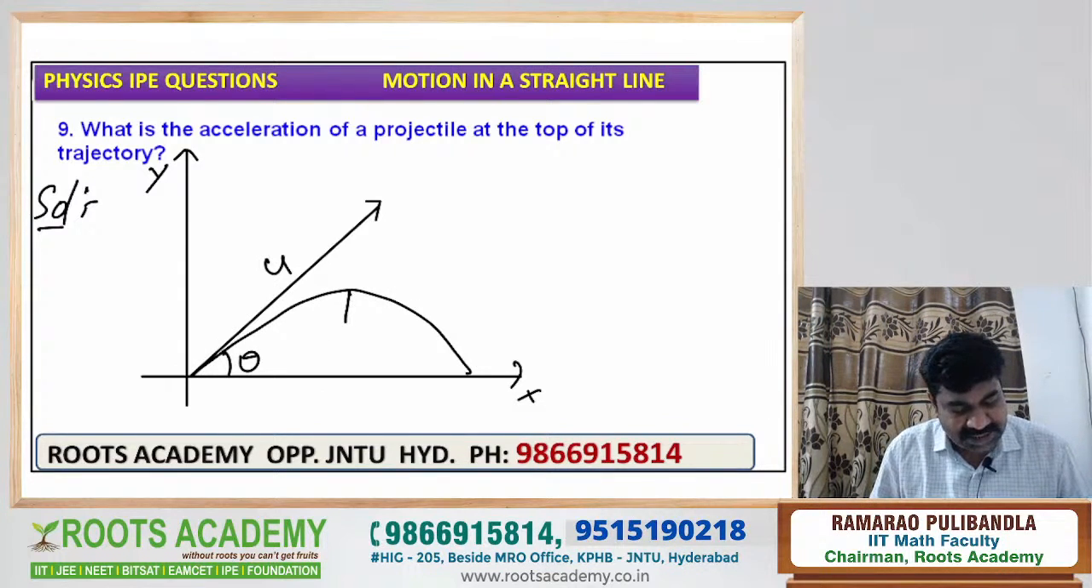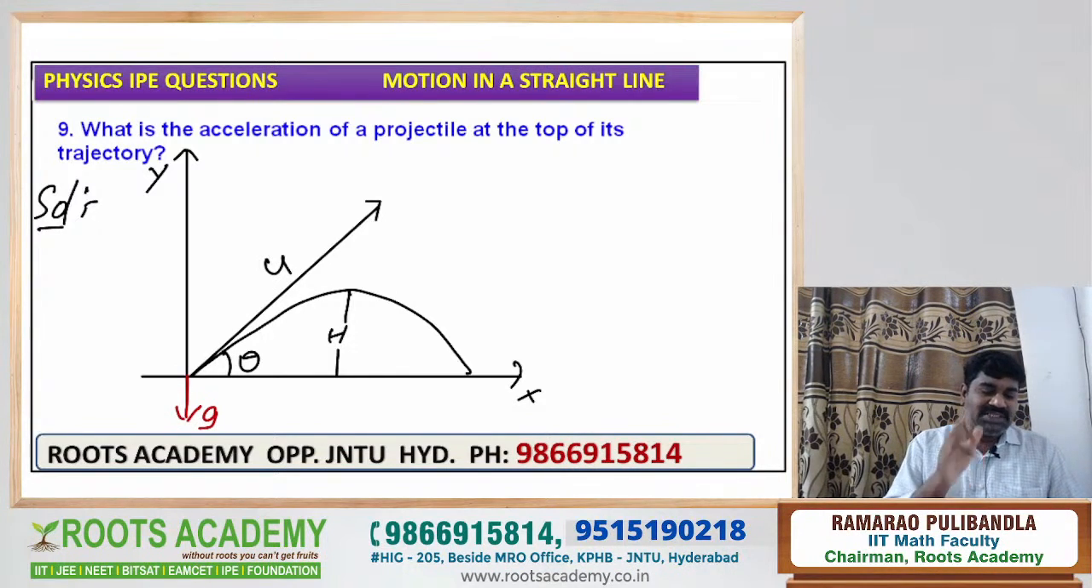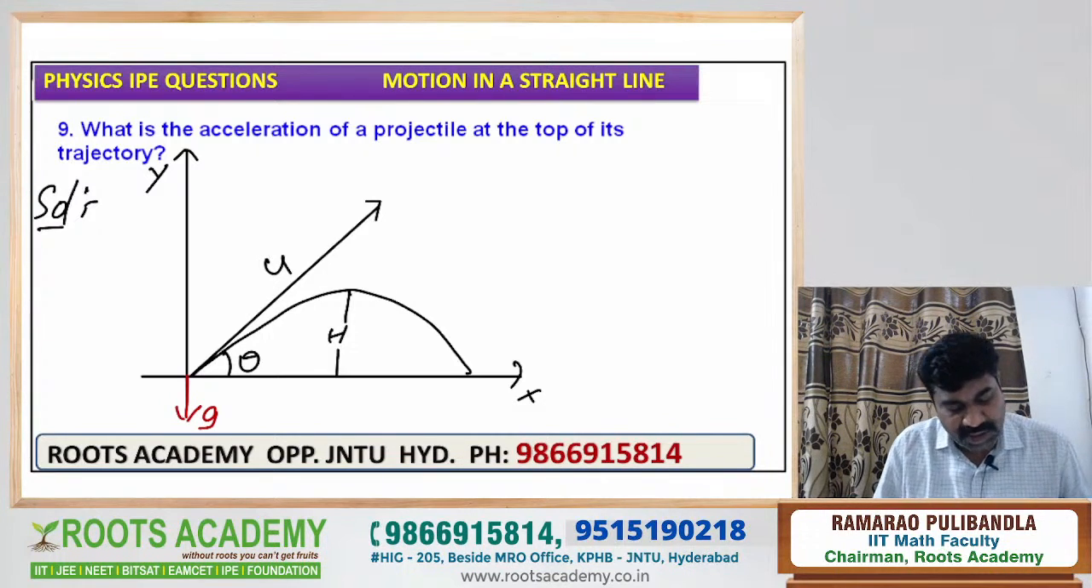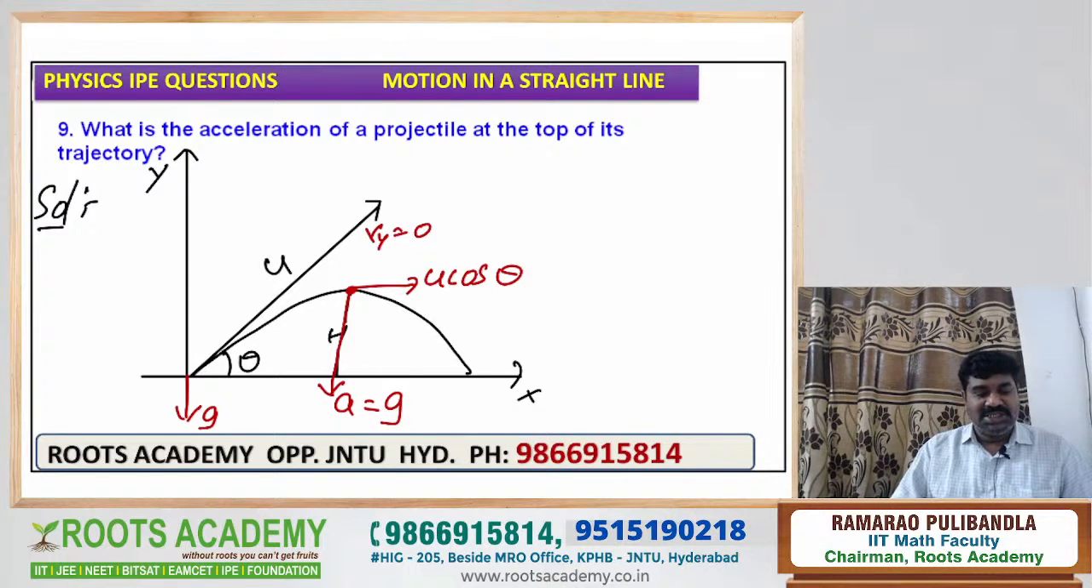Here at the maximum height, only one force is acting, that is nothing but the gravitational force. Gravitational force is always acting vertically downwards only. At any point, the acceleration due to gravity is acting vertically downwards only. Here at this position, the vertical component of velocity is 0, only the horizontal component of velocity remains. And what is the direction of acceleration due to gravity? What is the acceleration of the projectile at the top of the trajectory?